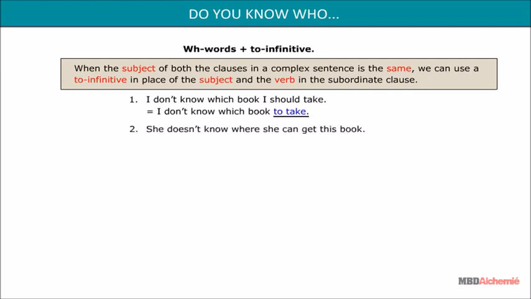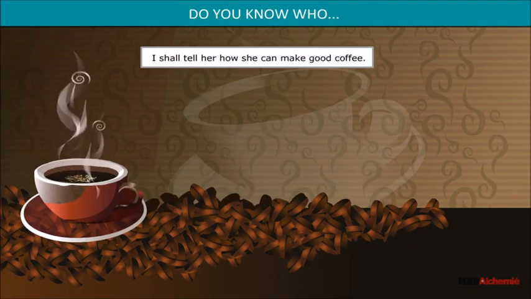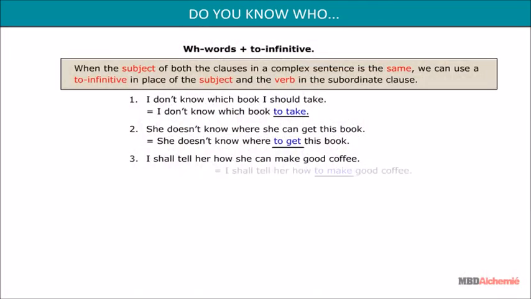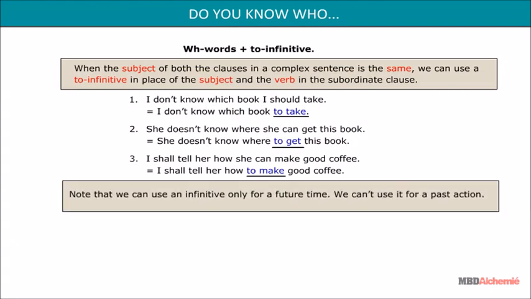2. She doesn't know where she can get this book. Is equal to, she doesn't know where to get this book. 3. I shall tell her how she can make good coffee. Is equal to, I shall tell her how to make good coffee. Note that we can use an infinitive only for future time. We can't use it for a past action.